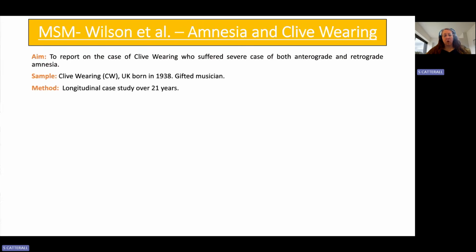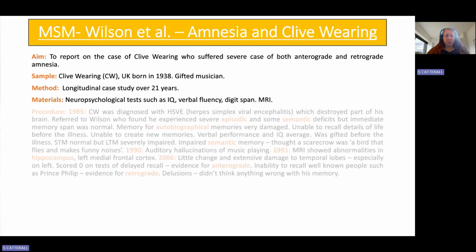So obviously it's an in-depth study on Clive. So they did lots of different things to study his memory. They did neuropsychological tests like IQ test, verbal fluency, digit span to test the capacity of his short-term memory. And when MRI scans became more available, they also scanned his brain, which is why we know that certain areas like the hippocampus and the frontal lobe were damaged.